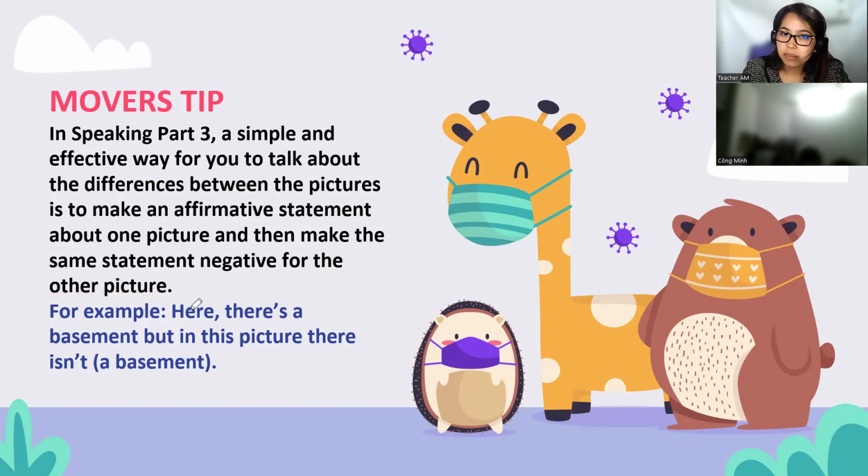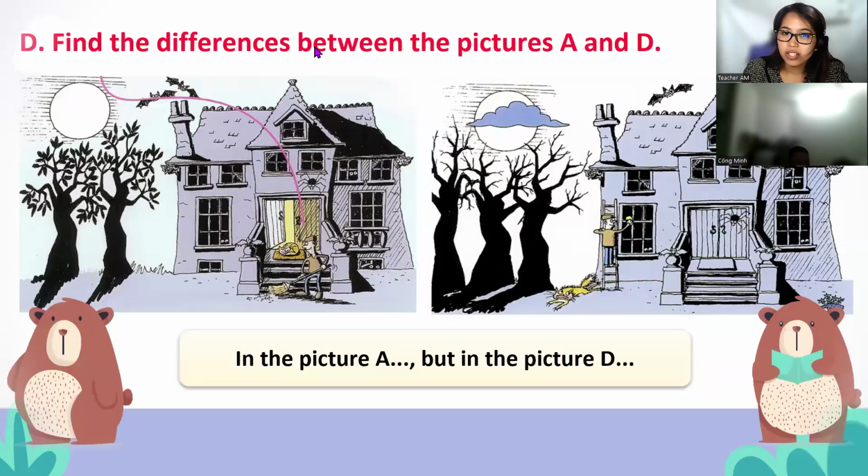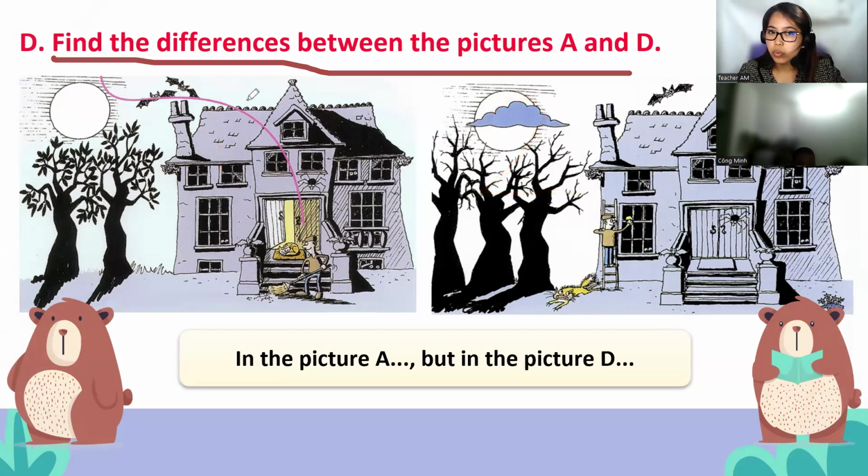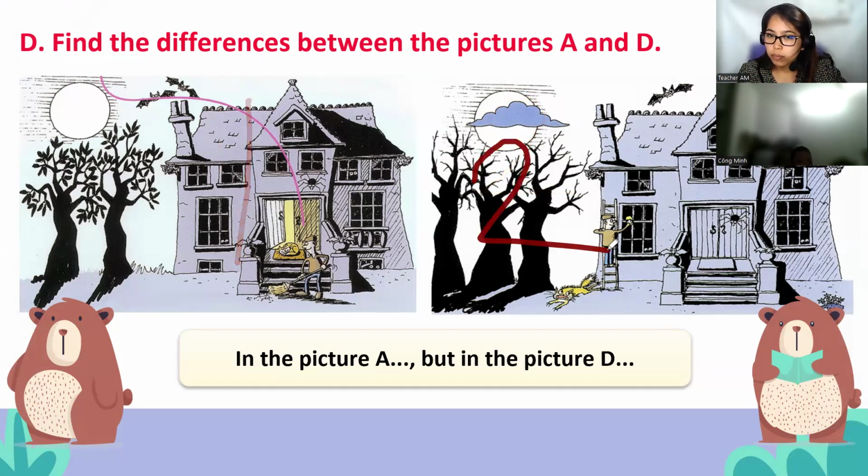So there is an example here. Here, there is a basement, but in this picture, there isn't. Okay, now look at this one. There are two pictures, picture one and picture two. So find the differences between picture one and picture two. There is one example. Look.